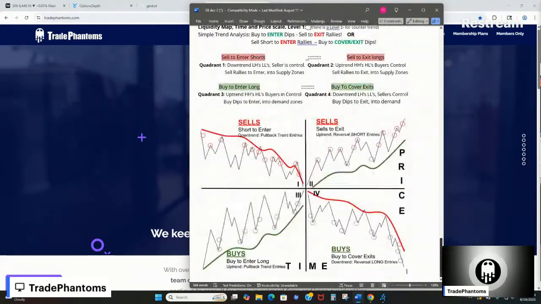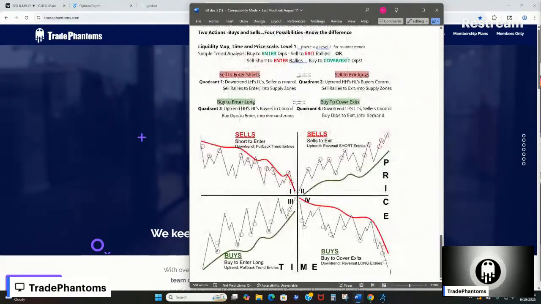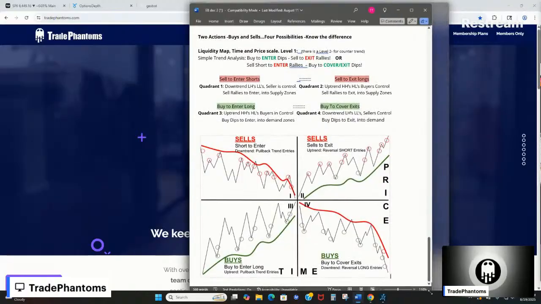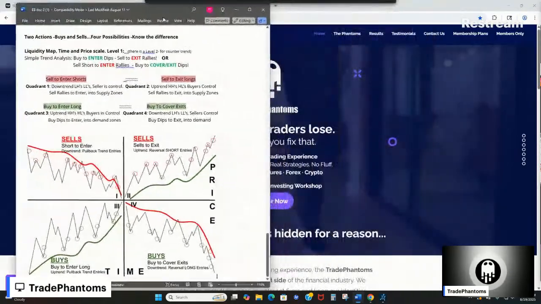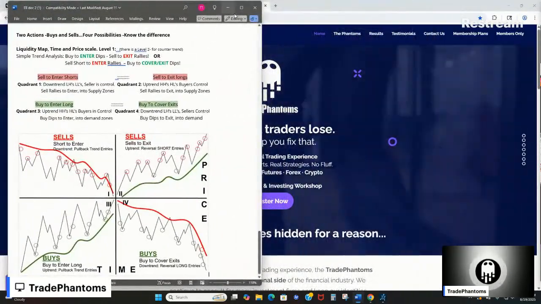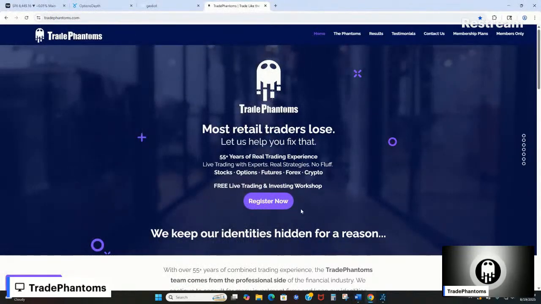Then we have this thing called the liquidity map, which definitely needs some more time to explain. But I usually just park this over here to the left as this gets referenced, I'm sure, in the live trade rooms here at Phantoms.